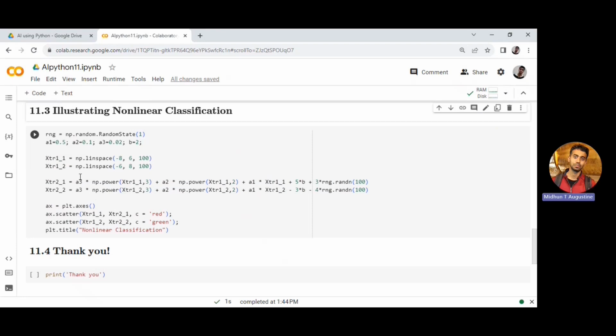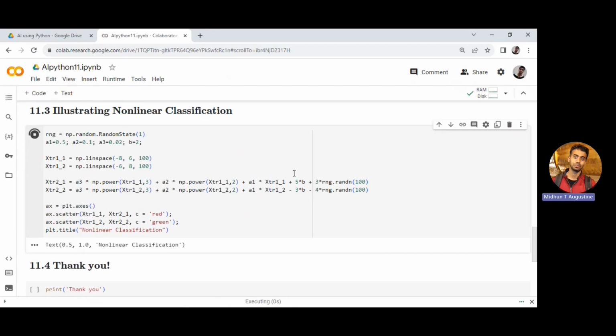Then xtr2_1 is defined as a3 times xtr1_1 cubed plus a2 times xtr1_1 squared plus a1 times xtr1_1 plus 5b plus 3r, where a3, a2, a1 and b are chosen as here. And similarly, we define xtr2_2, where we use -3b instead of +5b and -4r instead of +3r, which are used for separating these two classes. Now we can plot the data for these two classes for both xtr1 and xtr2, which gives the plot as shown in this figure.